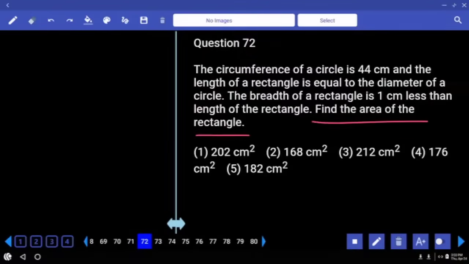For the rectangle question, the answer is a product of consecutive numbers. Breadth is 1 less than length, so length and breadth are consecutive numbers. So the answer must be small number square plus small number. Length may be any number. Based on the options, let me try.